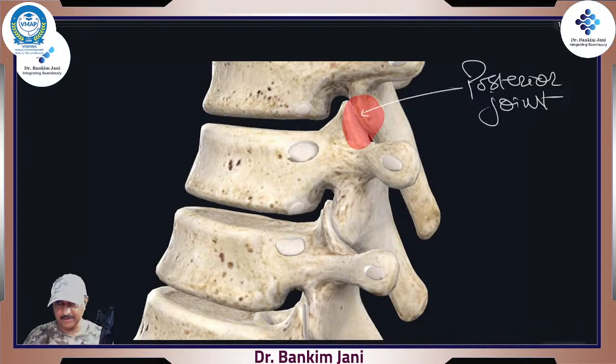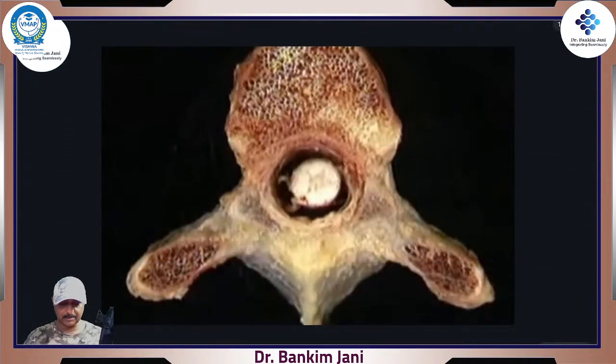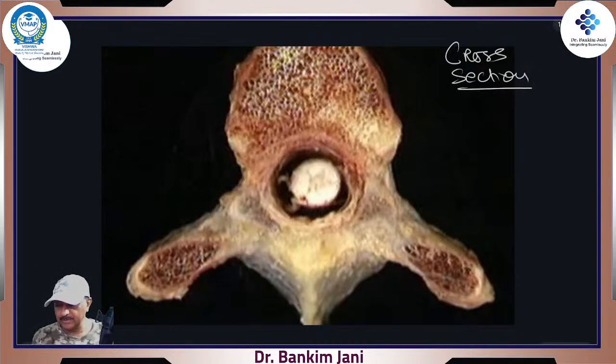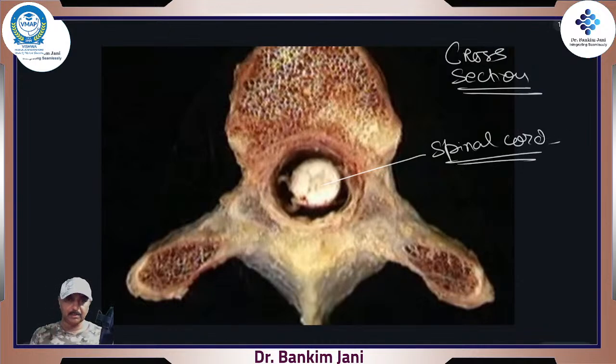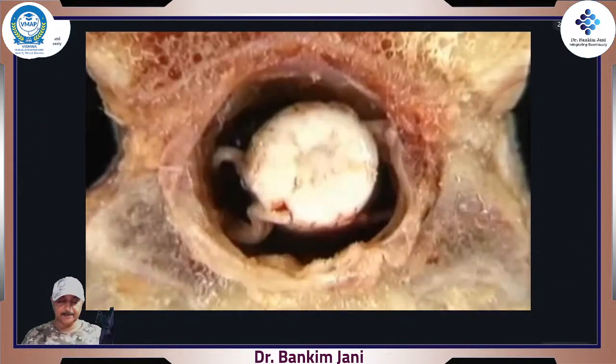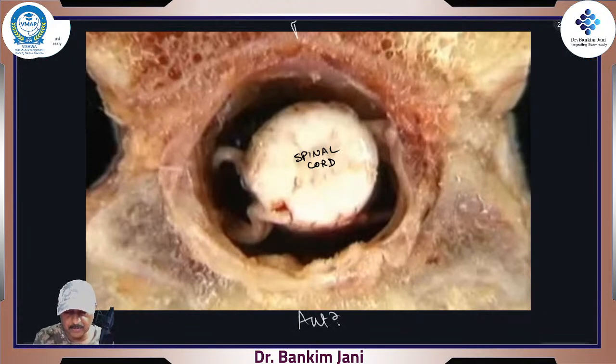Now when we take the cross section, this cross section is in such a way that the spinal cord is present, right? This is spinal cord with all the structures. So that's why we'll be watching it in more detail. We'll zoom it. Here it is. So that's our spinal cord. You can watch gray matter, white matter, everything, right? As we'll be watching these structures in more detail, this is anterior and this one is posterior.